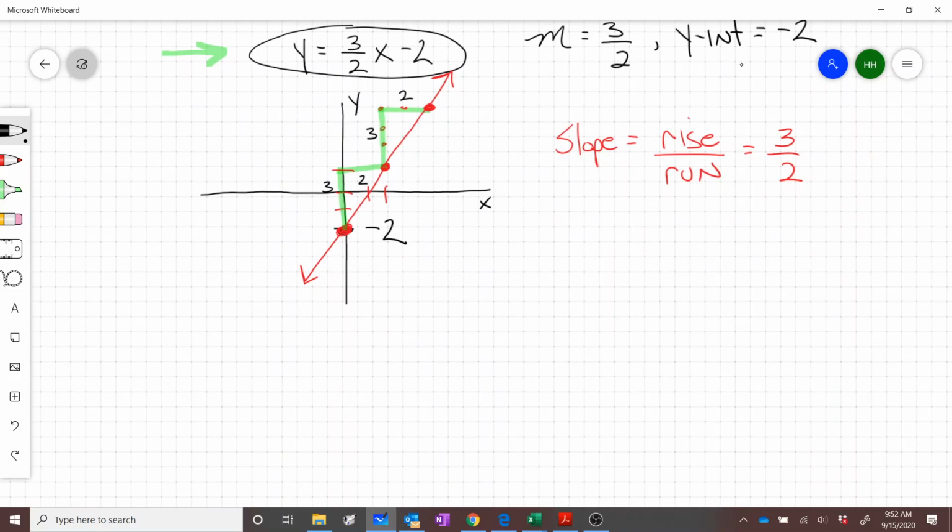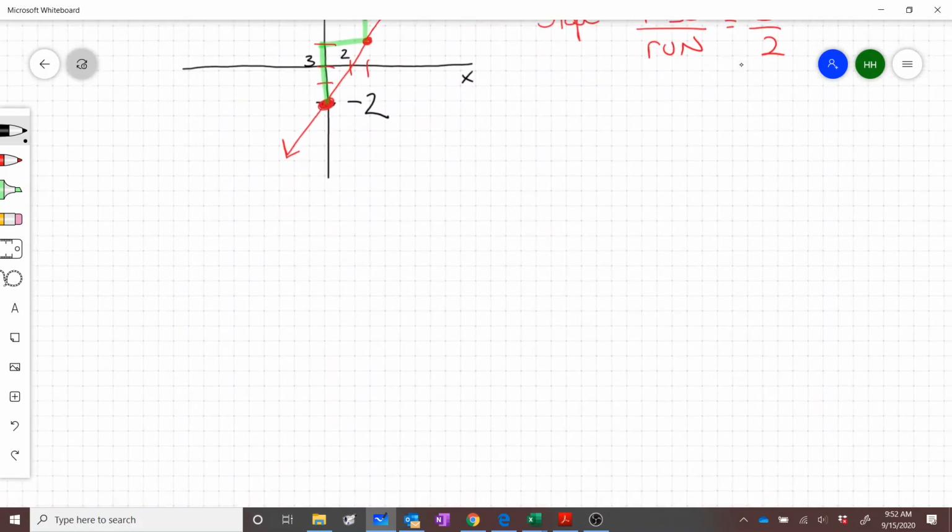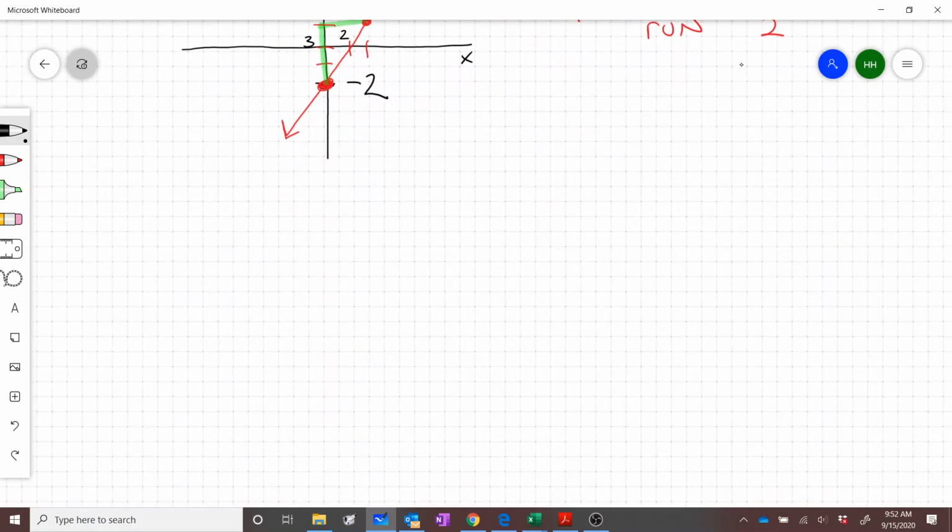And I want to graph one with a negative slope. Let's try this. Let's graph the equation 4x minus 7y equals 14. Hang in there, it's our last example.